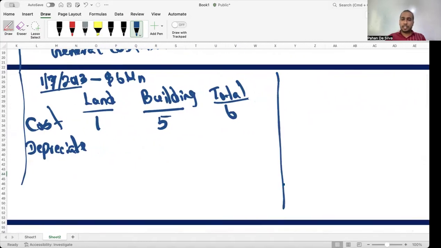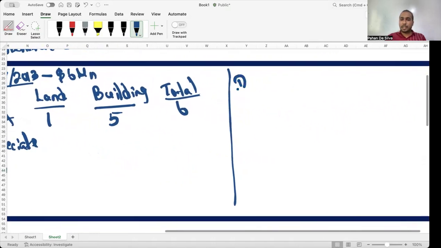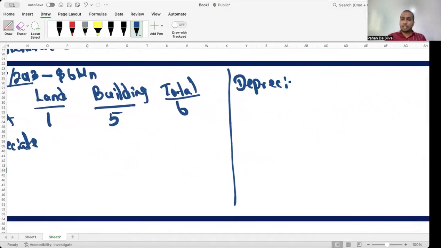So I will take it here. Depreciation calculation. I will show you the depreciation calculation. Our cost is 5 million for the building. There is no residual value, divided by the useful life. We have learned this depreciation formula for the straight line method: cost minus residual value divided by useful life. This gives us the annual depreciation, that means depreciation for 1 year.